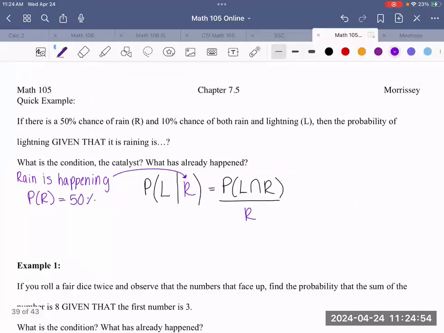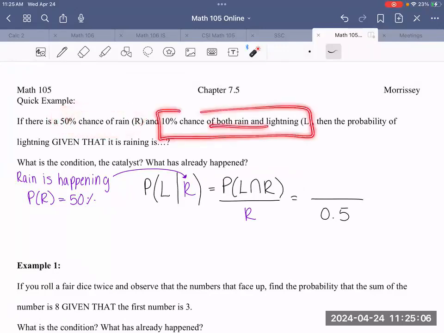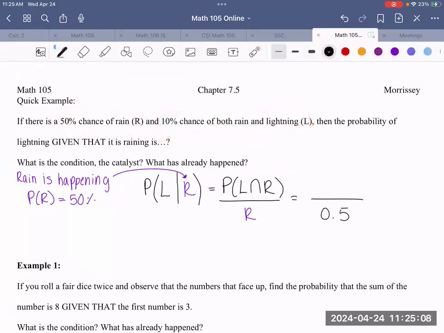Now we said the bottom is 50% or 0.5, which means the top, well, we said 50% that it's raining, and then 10% chance of both rain and lightning. So we're going to include that on the top here. Putting that into your calculator is 20%.